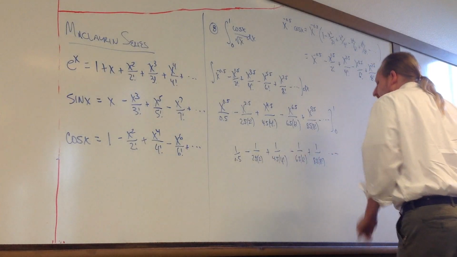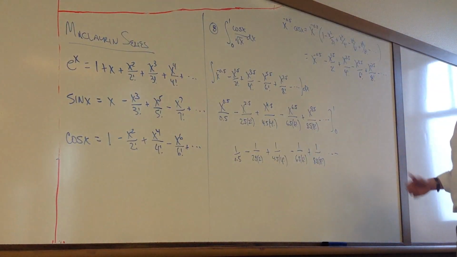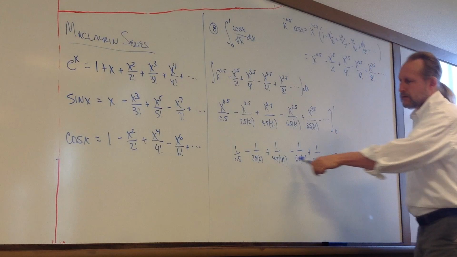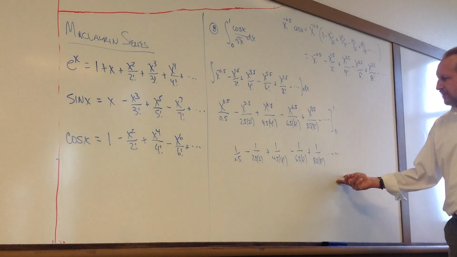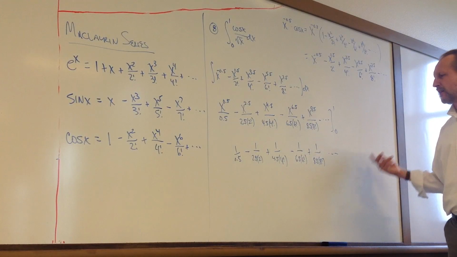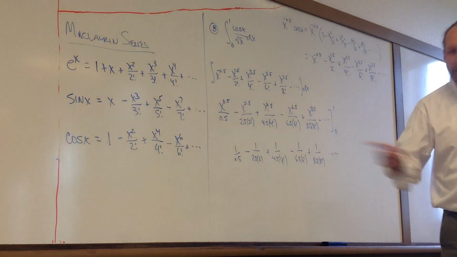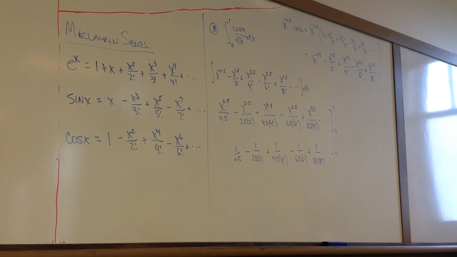And again, if we need more terms, we can just generate them. This is actually a pretty simple pattern, right? The next one would be 1 over 10.5 times 10 factorial, 12.5 times 12 factorial, and so on. Well, let's just go ahead and calculate what we've got so far here.